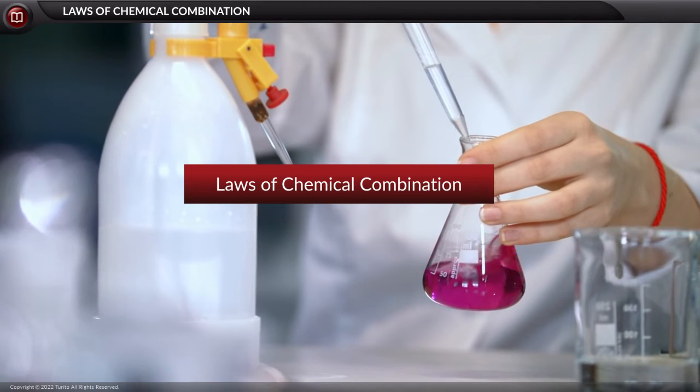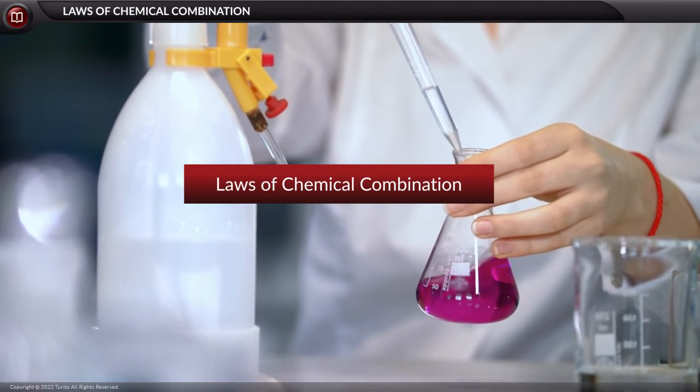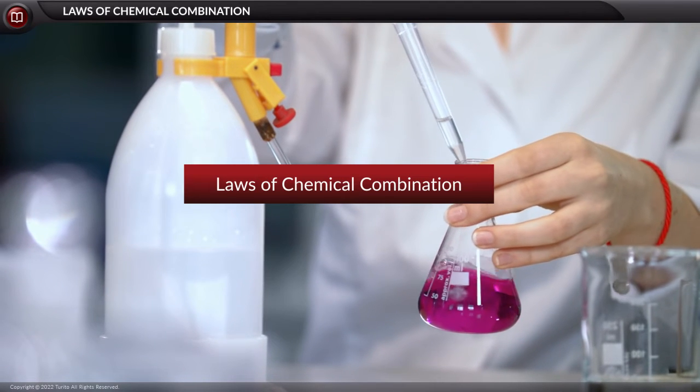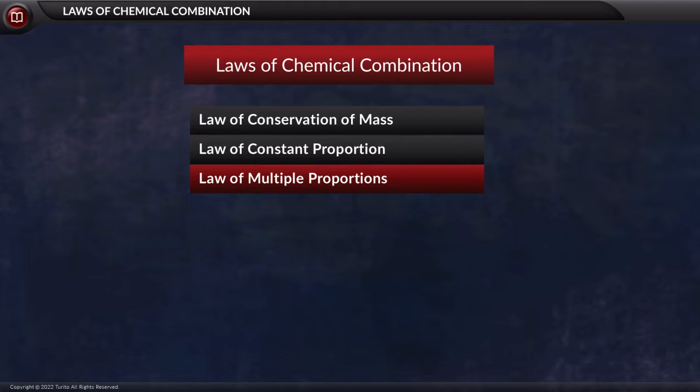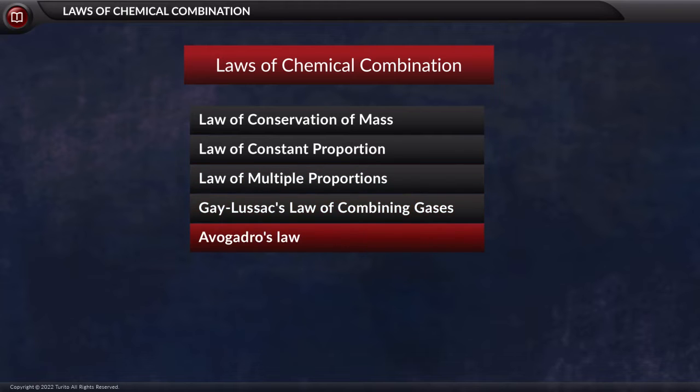There are 6 basic laws of chemical combination that govern the chemical combinations of elements. Law of conservation of mass. Law of constant proportion. Law of multiple proportions. Gay-Lussac's law of combining gases. Avogadro's law. Law of reciprocal proportion.